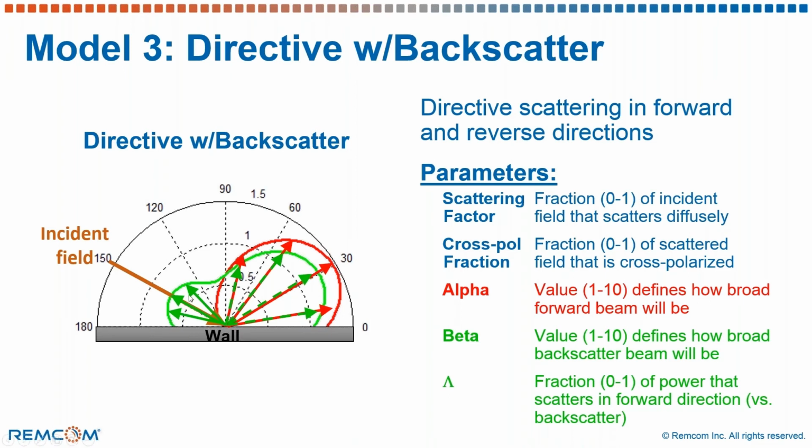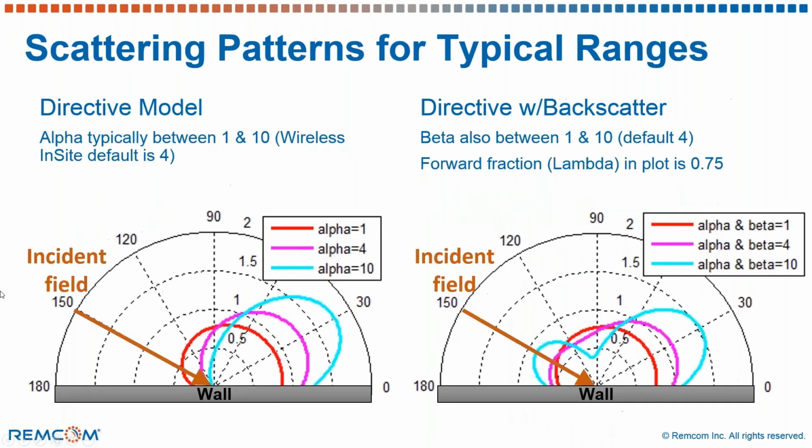And the third model is a directive model with backscatter, shown in green in the diagram to the left. In this model, there's still a forward directive beam that follows the reflection direction, but it is added to by a backscatter beam that goes in the backward direction. This might be the type of scattering that one would see if there are lots of right angles, and some of them may effectively be corner reflectors that scatter energy very strongly back toward the transmitter. So this adds two additional parameters: beta, which is another term between 1 and 10 that determines how strong that backscatter is going to be, and a fifth parameter, lambda, that is a fraction that describes how much of the energy scatters in the forward direction as opposed to the backscatter direction.